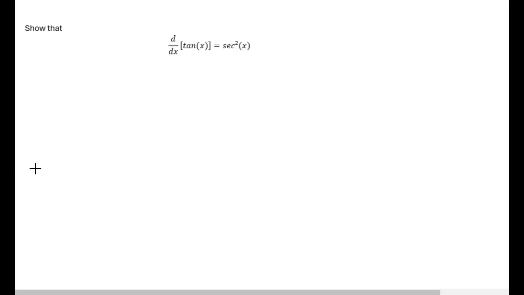Now we have another example. In this example, we want to show that the derivative of tangent x is going to be secant square of x. In order to do that, let's write the tangent. We know the tangent is equal to sine of x over cosine x. So here we have a quotient, so we're going to use the quotient rule.